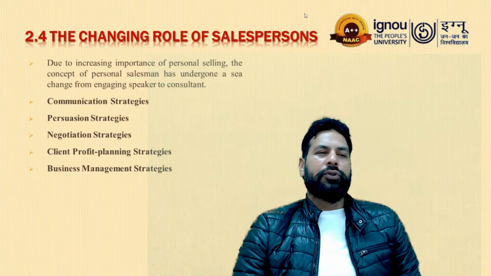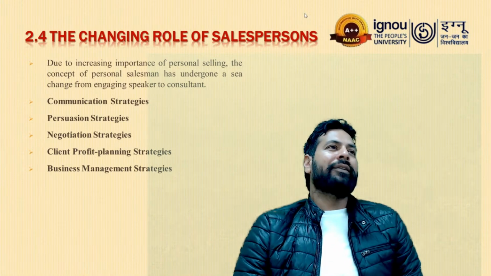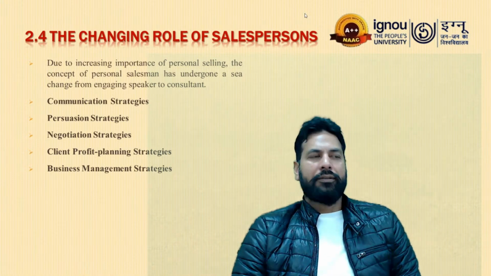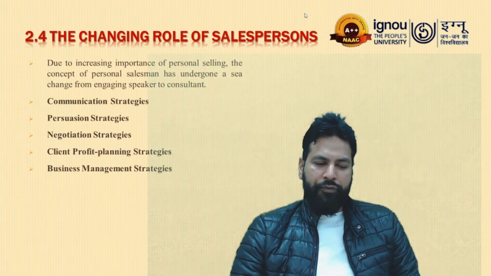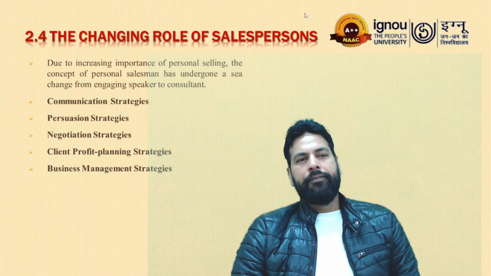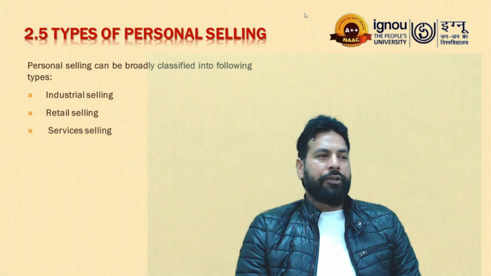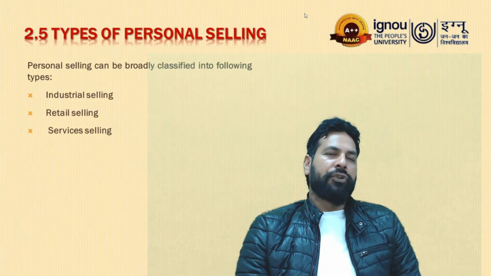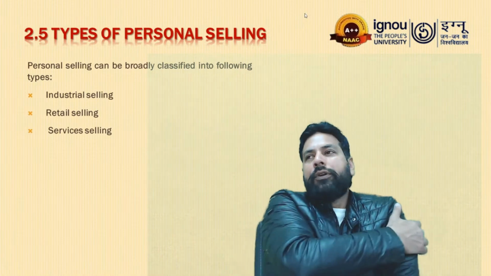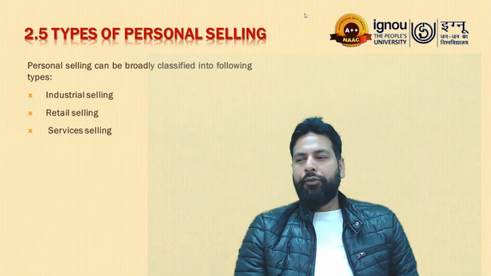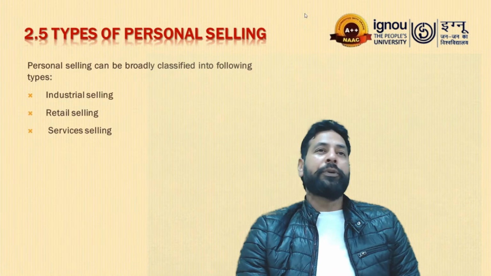So these are the roles of a salesperson, which have grown tremendously through different years. So we'll move on. Now we talk about types of personal selling. We understood personal selling. We understood the difference between salesmanship and personal selling. We just spoke about the different kinds of roles they have to play, and now I'll talk about different types of personal selling. Industrial selling, business product.